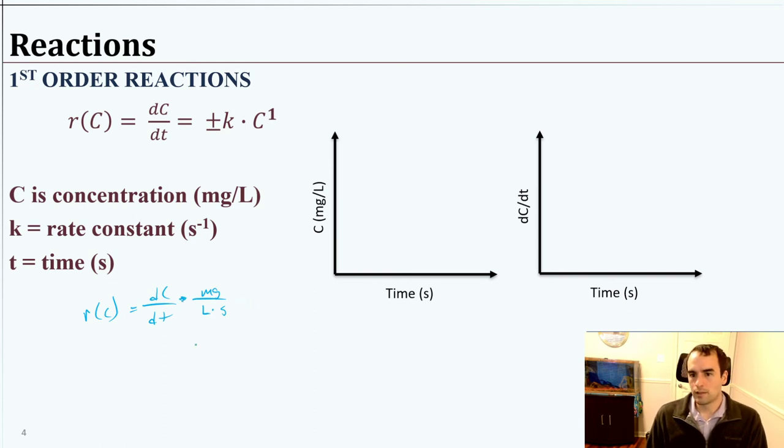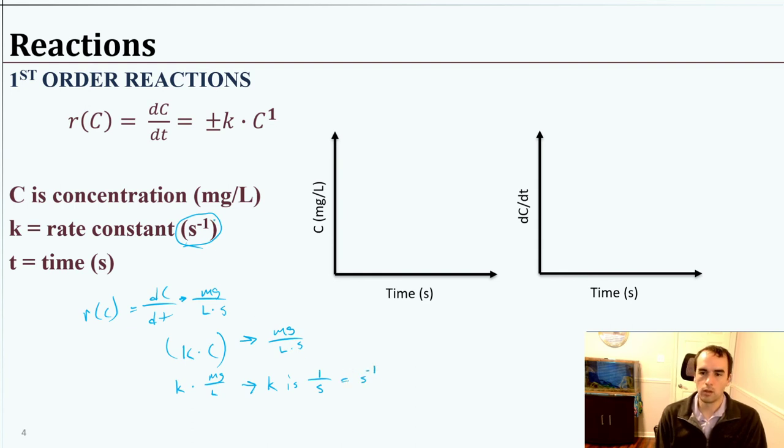That means that K times C together have to be milligrams per liter per second. And we know that C is milligrams per liter. So this is K times milligrams per liter. Oops, I always want to write 4 today. So K times milligrams per liter must be milligrams per liter per second. So that means K is 1 over seconds for this first order reaction. That's why we wrote it as seconds to the minus 1. It's the same thing. Okay, so that's how we can know if we've got a first order reaction, our rate will be in per time.